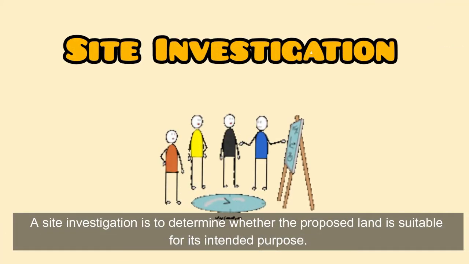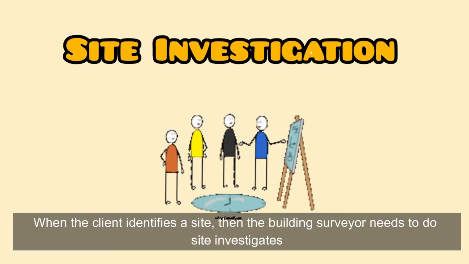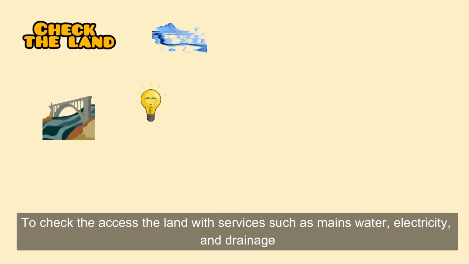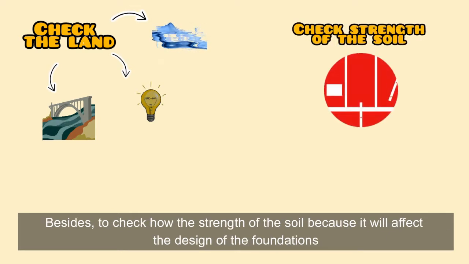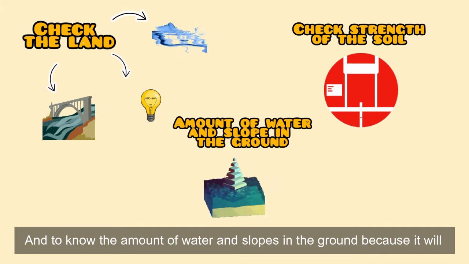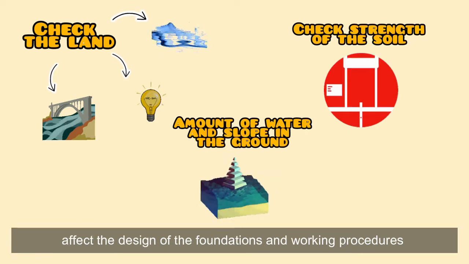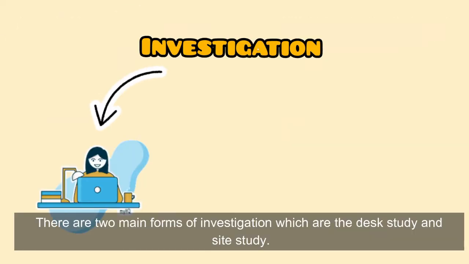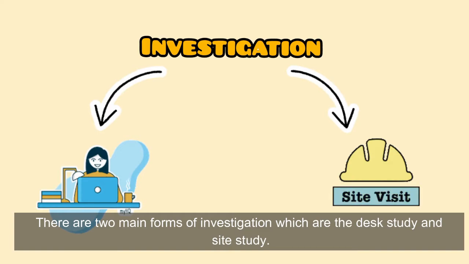The site investigation is to determine whether the proposed land is suitable for its intended purpose. When the client identifies a site, the building surveyor needs to do site investigations to assess the land with the services such as main water, electricity, and drainage. Besides, to check the strength of the soil because it will affect the design of the foundations, and to know the amount of water and slopes in the ground because they will affect the design of the foundations and working procedures. There are two main forms of investigation, which are desk study and site study.